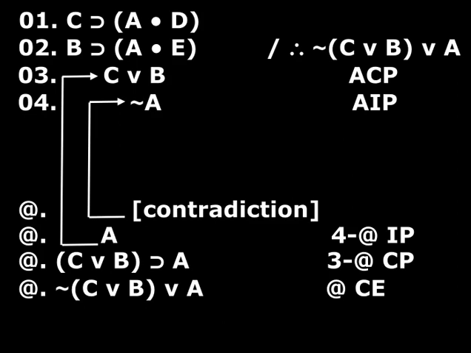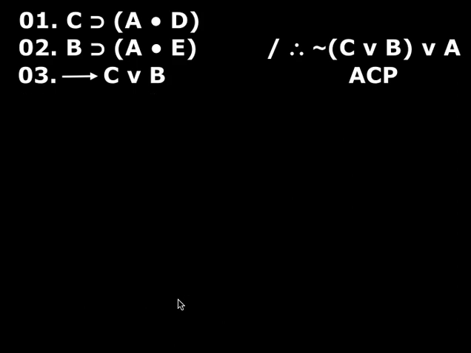Let's see it in real time. I know what I'm going to do. Conditional proof, indirect proof, contradiction, A, that conditional exchange to get that. So step one, now I'm going to go through. I know how I'm setting everything up. So there's my ACP. Here's my nested AIP. Now I'm going to try to derive a contradiction.